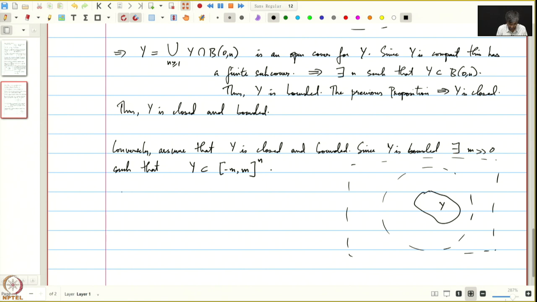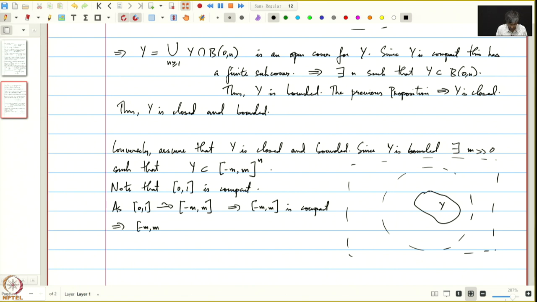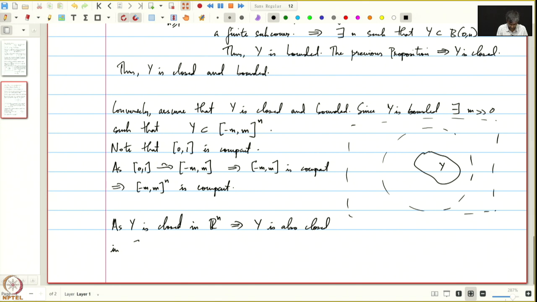So moreover, note that we proved that [0, 1] is compact. As [0, 1] is homeomorphic to, we can even write a linear homeomorphism, this implies [-m, m] is compact, this implies [-m, m]^n is compact. So as Y is closed in R^n, this implies Y is also closed in this subset.